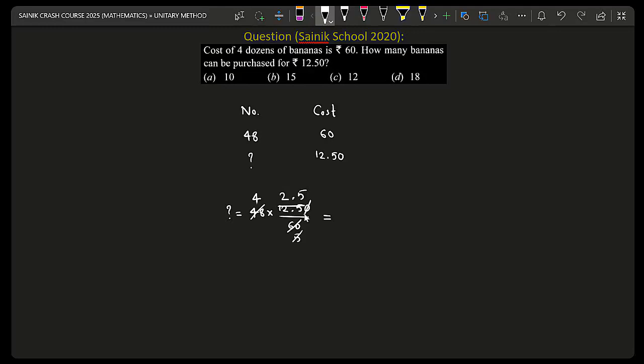Sir, 25. In 2.5, you think the decimal is not there. It looks like 25. Now multiply 25 into 4. Sir, 25 into 4 is equal to 100. Yes, 100. But one decimal we neglected, right? The decimal we have to use in that answer now. How many decimal places? Sir, 1 decimal place.